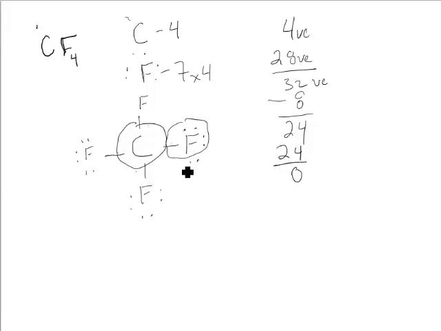That would be our Lewis dot diagram: 1 bond to each of the fluorines, and then we put the 6 electrons around each of the outer ones to balance and make our Lewis dot diagram. And that finishes CF4. We'll do one more example.